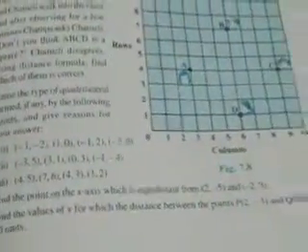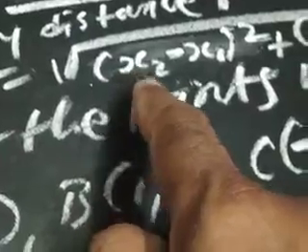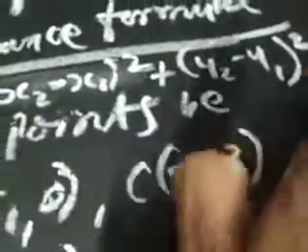So, answer 6 number 1. By the distance formula, the distance is equal to under root of (x2 minus x1) raised to square plus (y2 minus y1) raised to square. Whichever points are given, we name them A, B, C and D. After that we find AB, BC, CD and DA.